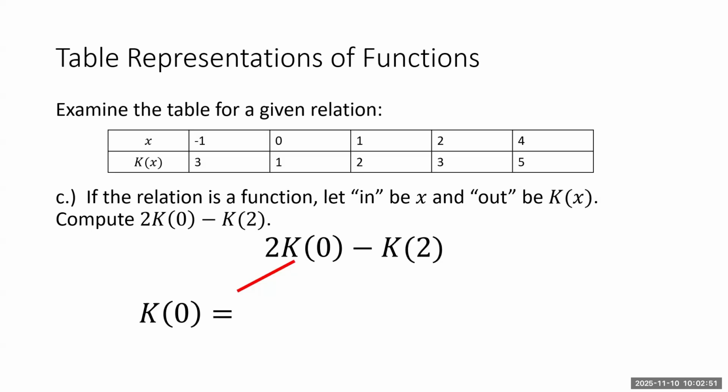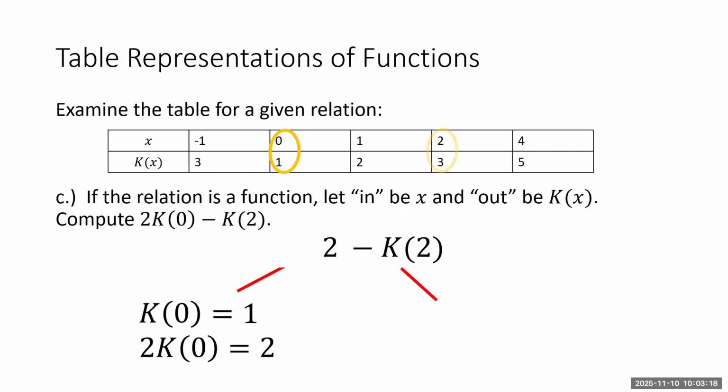So k of 0, I look at my table, I have a circle around the coordinate pair 0, 1 on the table. Since 0 is the input, then 1 is the output. So k of 0 equals 1. So 2 times k of 0 is equal to 2. So I have 2 minus k of 2.